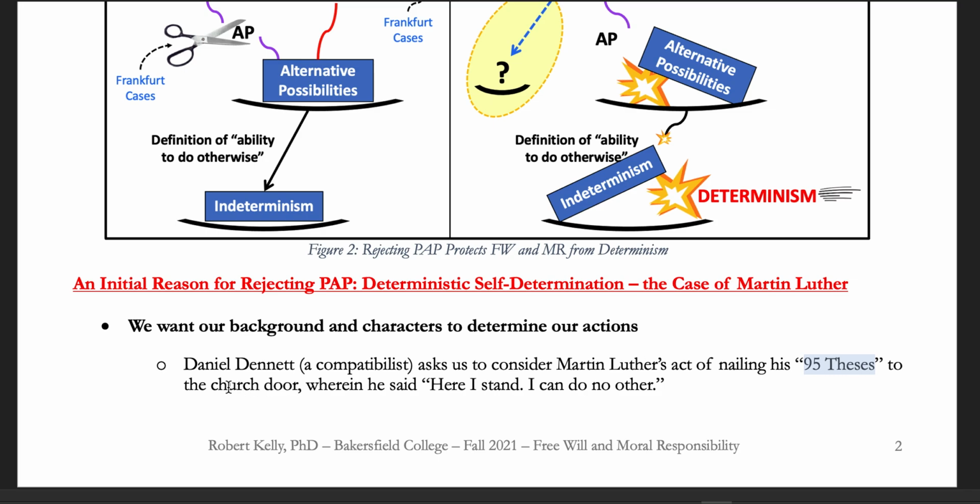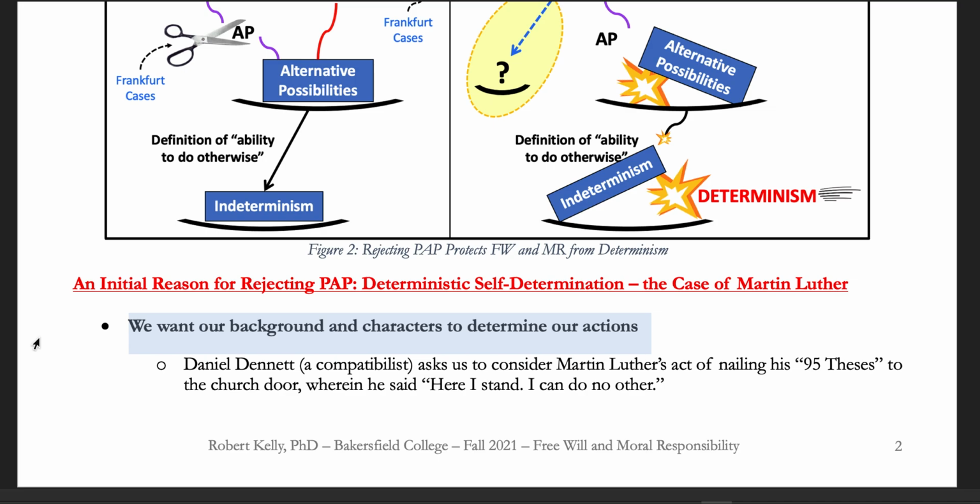Well, Dennett thinks, look, we want our background to determine our actions. We want our character, our background, the way that we are, who we are, to be really, really influential over what we do. We don't want to be acting out of character all the time, with our beliefs and values and upbringing, the way that our characters were formed and our character itself after having been formed, independent of what we do. We want that stuff to determine what we do.